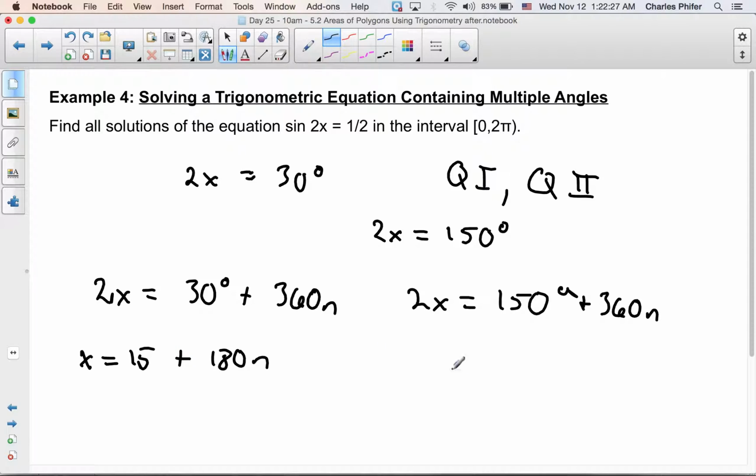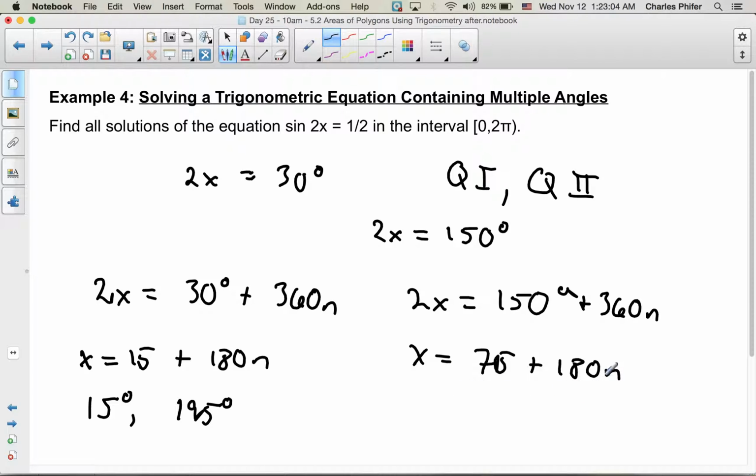Let's go ahead and do this one: x equals 75 plus 180n. Then we just start going down the list. When n is 0, we get 15 degrees. When n is 1, we get 195 degrees. When n is 2, we're at 375, outside of this 0 to 360 interval.